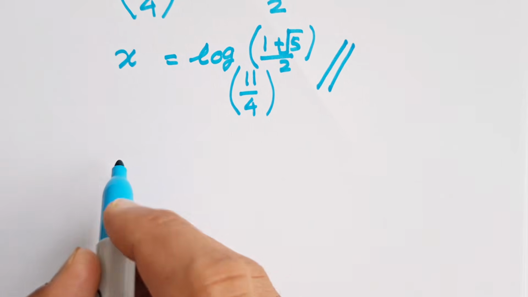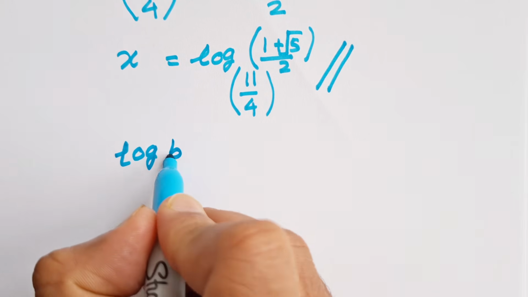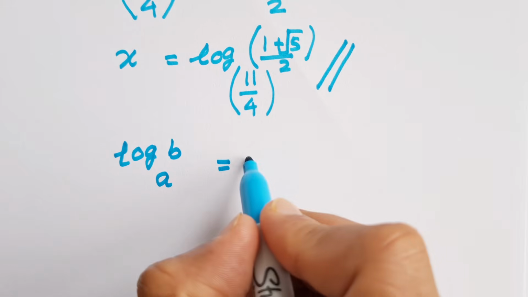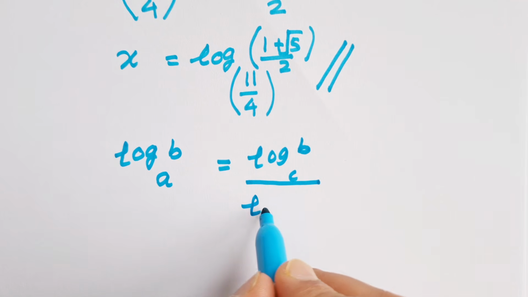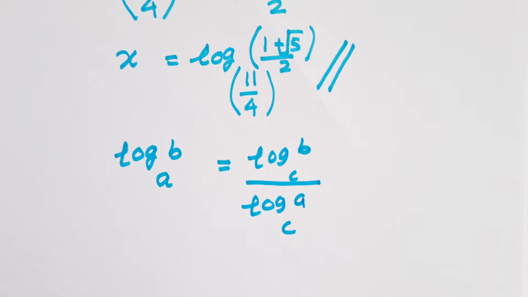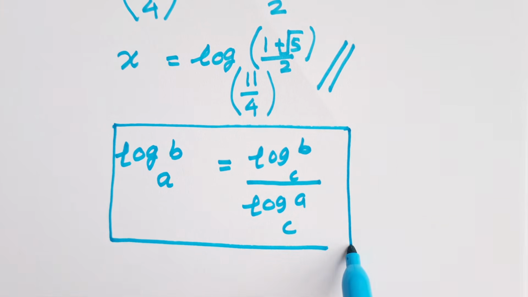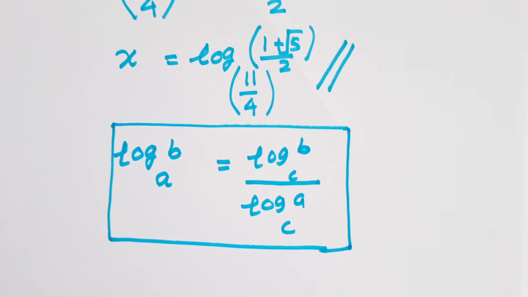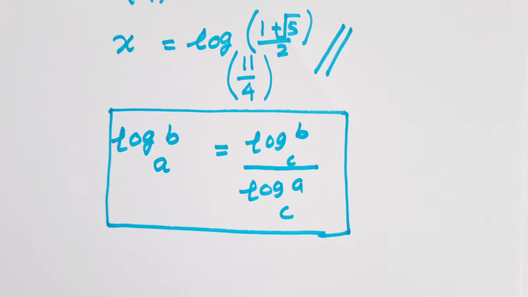So there is a logarithm rule: you can change the base. The rule says that log base a of b is equal to log base c of b divided by log base c of a. This is a logarithm rule you can apply to find the answer for x in the next step. According to this rule, I am going to consider the base as 10, because we have a logarithm table to find the values for base 10 logarithms.